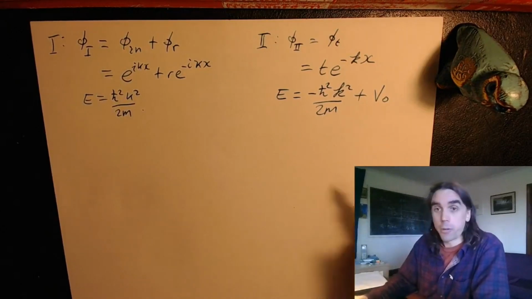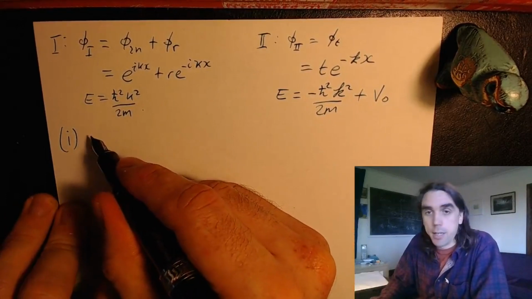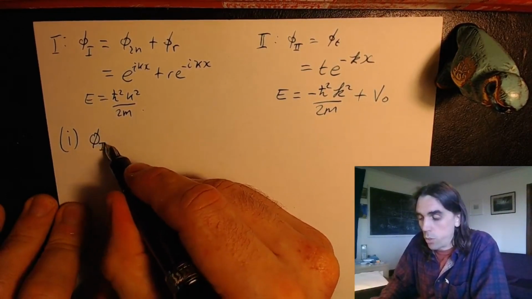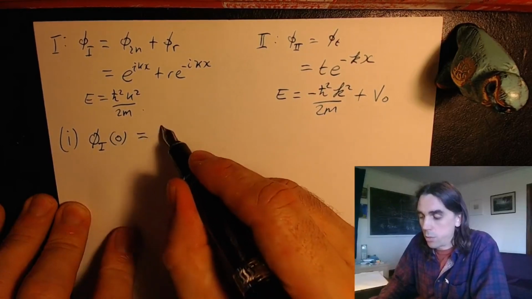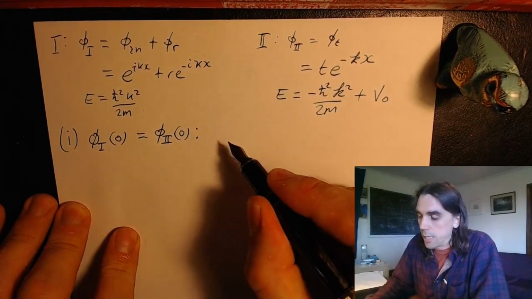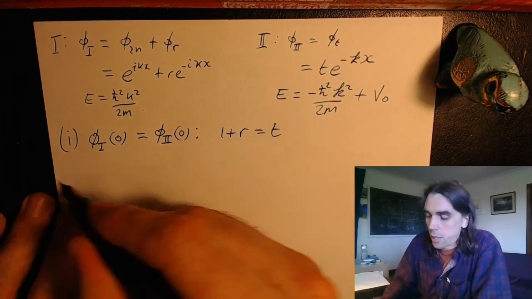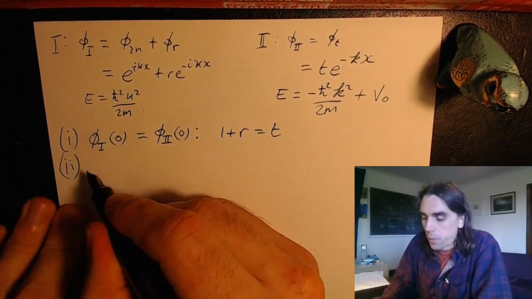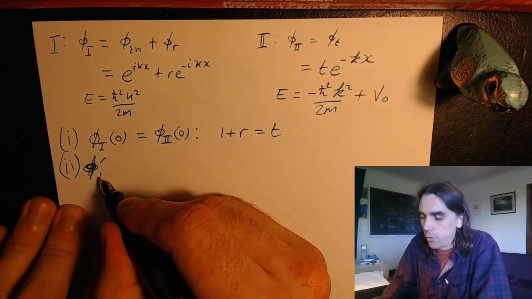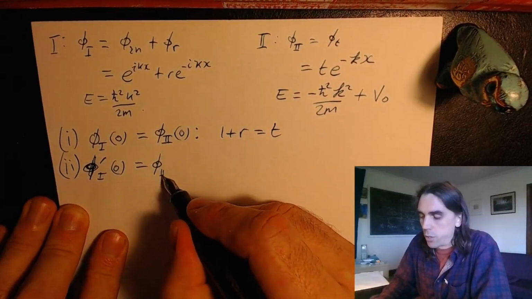Okay, so boundary conditions as before. The first boundary condition is that the wave function is continuous. So phi in region 1 at x equals 0 is equal to phi in region 2 at x equals 0, which tells us that 1 plus r equals t, just like before. Boundary condition 2, the first derivative of the wave function must also match. The first derivative is also continuous.